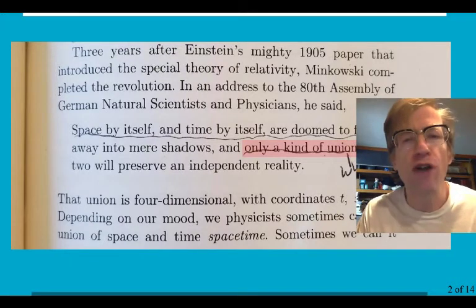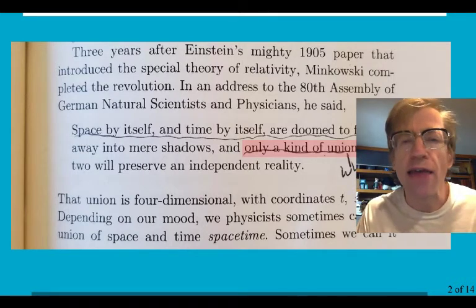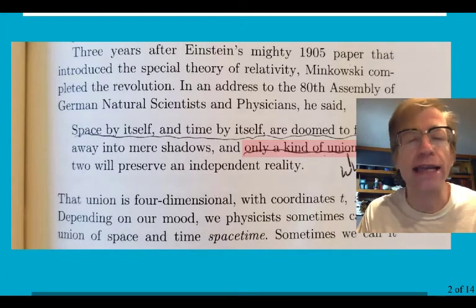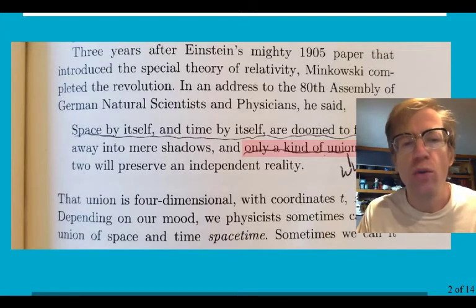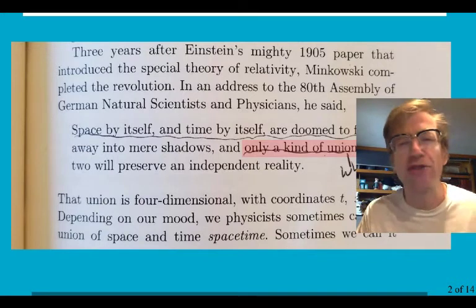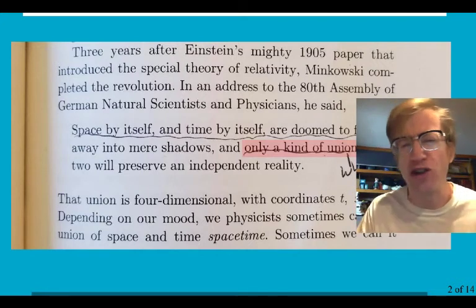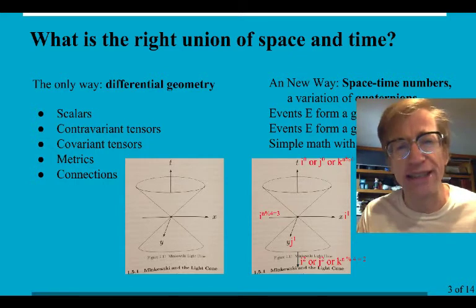This is a quote from Minkowski, made in 1908, very famous quote of his, that space by itself and time by itself are doomed to fade away into mere shadows, and only a kind of union of the two will preserve an independent reality. And I really emphasize only a kind of union because it's not clear which one you should really use, right? I mean, who knows for sure? Well, actually, today, there's only one answer, and that is differential geometry. And it's the only answer because it's so darn successful.